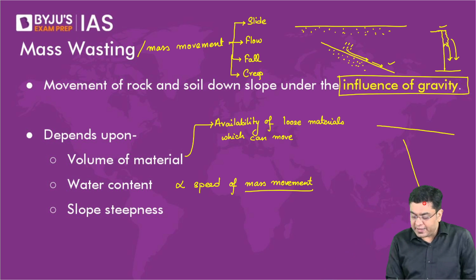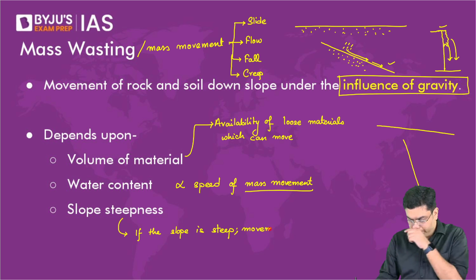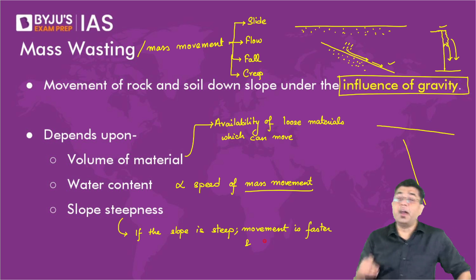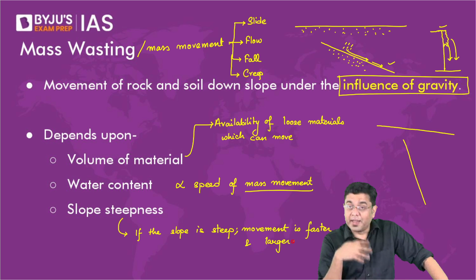So if the slope is steep, movement is faster and also larger. You will have a larger amount of materials which will start moving down, which will start sliding down maybe. So steepness of a slope is also a contributing factor.